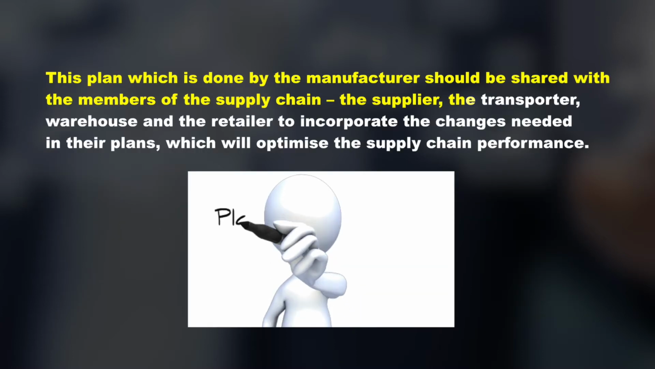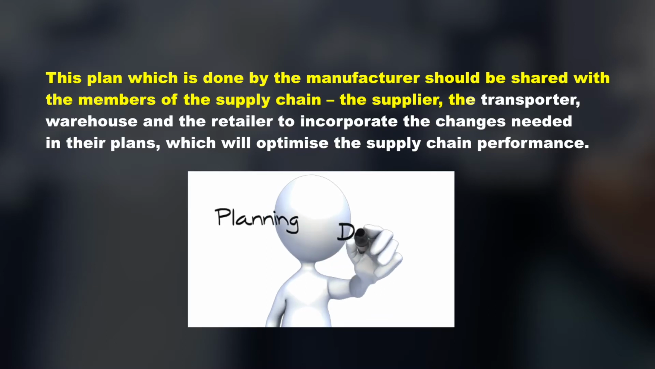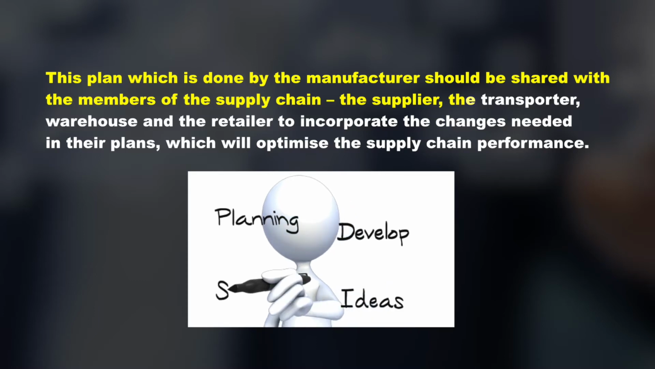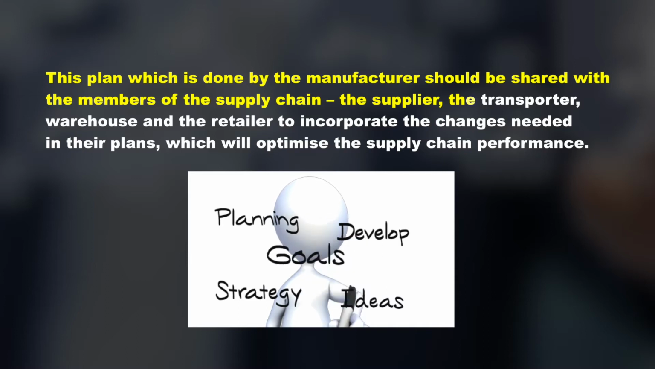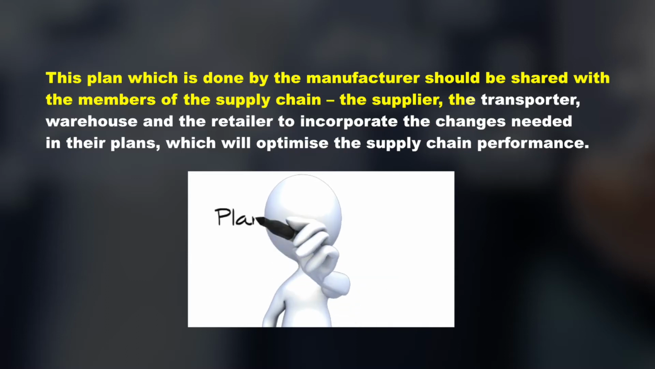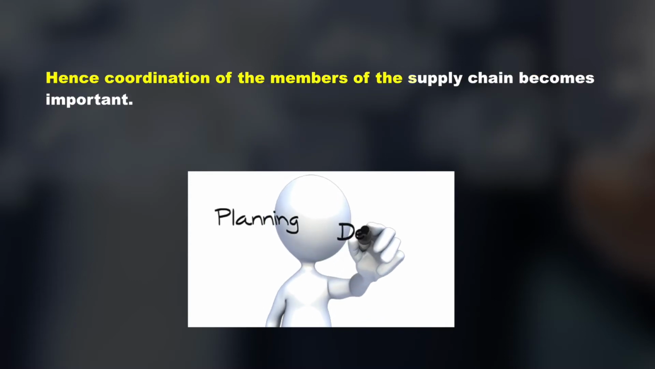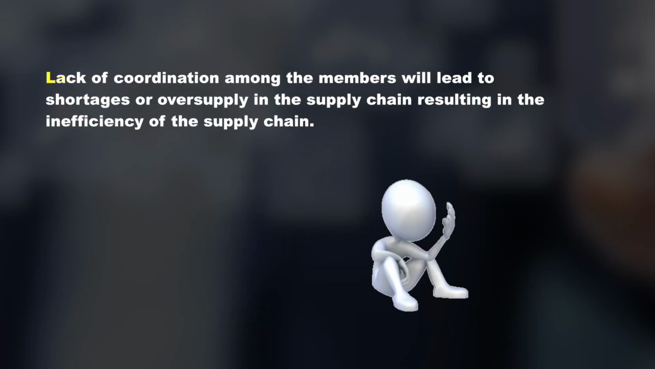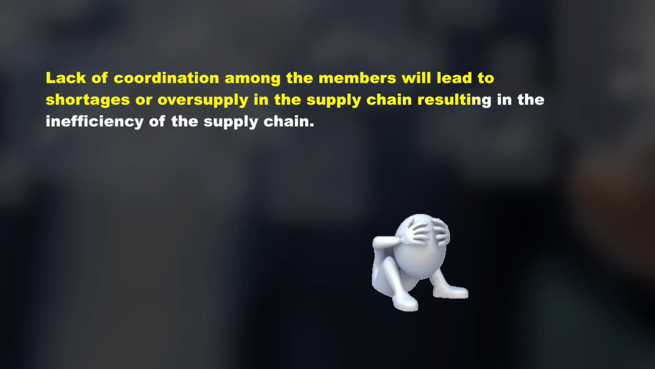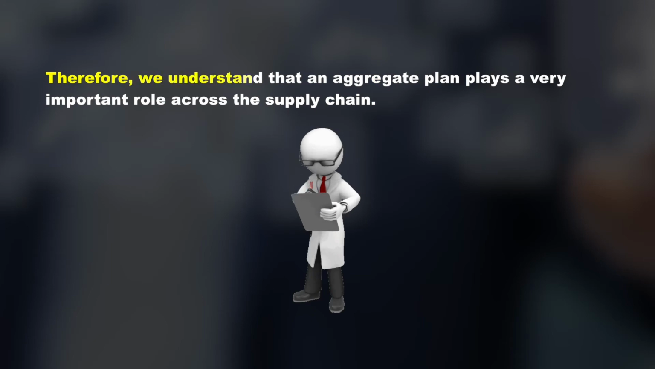This plan, which is done by the manufacturer, should be shared with the members of the supply chain, suppliers, transporters, warehouse and the retailers, to incorporate the changes needed in their plans, which will optimize the supply chain performance. Hence, coordination of the members of the supply chain becomes important. Lack of coordination among the members will lead to shortages or oversupply in the supply chain, resulting in the inefficiency of the supply chain. Therefore, we understand that an aggregate plan plays a very important role across the supply chain.